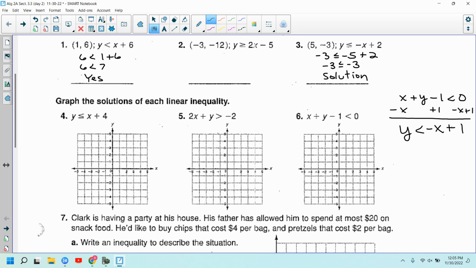Rate, slope, y-intercept. Slope would be -1 over 1. Okay, and y-intercept would be 0. So now we can graph it. So put a dot at 0, 1. Don't forget, negative slope. Downhill. Okay, and so I'm going to go down and then to the right, down and to the right.